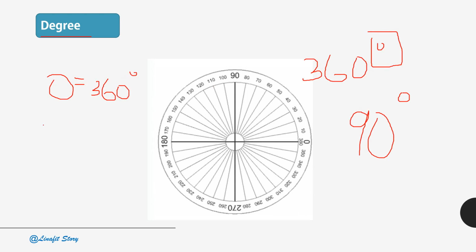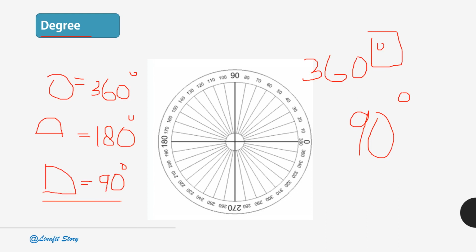Half a circle is 180 degrees. This is called a straight angle. And then a quarter circle equals 90 degrees. This is called the right angle.